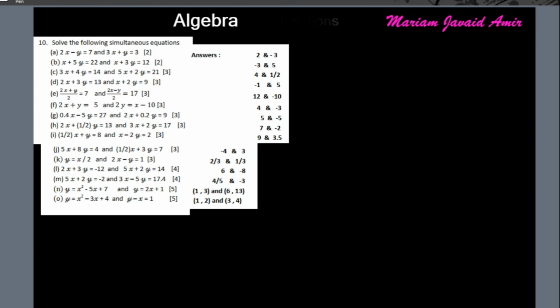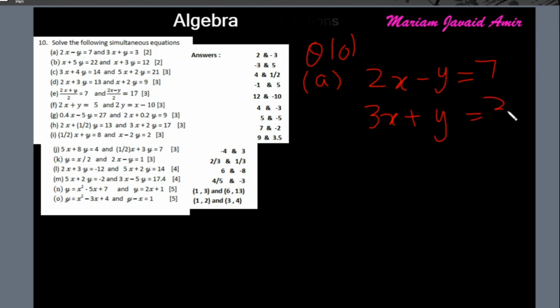Okay, next up is simultaneous equations in question 10. Okay, so let's start with the basic one. Part A. I'll be doing one question of each type, not all of the questions. Okay, so notice that when we add these two equations, y will get eliminated. So this becomes 5x plus 0 equals 10. So x equals 2. So we got our answer for x.